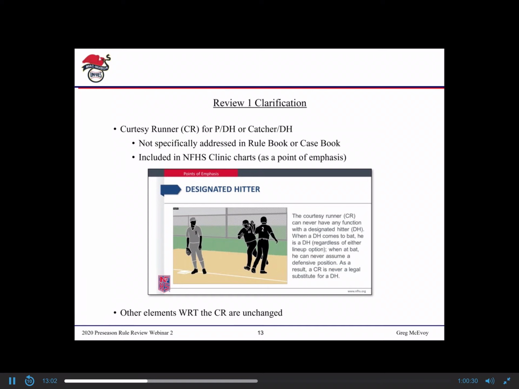And as Norm indicated, whenever a pitcher or a catcher is the DH and that pitcher DH or catcher DH is on base, they cannot provide a courtesy runner for that type of player. And if they are a pitcher or a catcher, but not the DH, and they are on base, then they can be courtesy run. Other elements of the courtesy runner rule are unchanged.